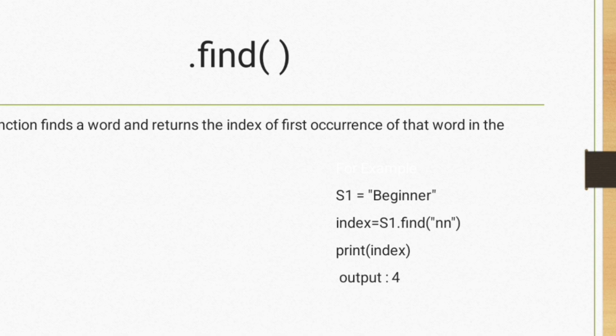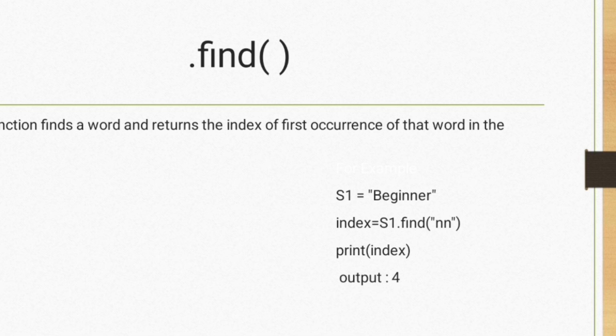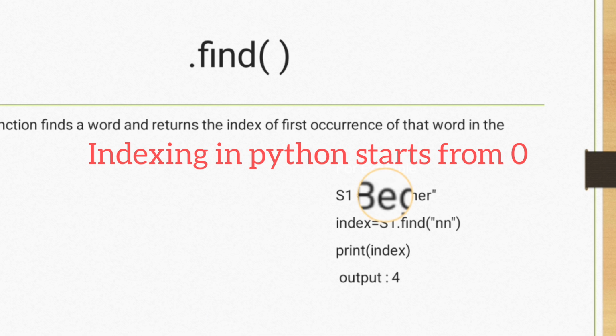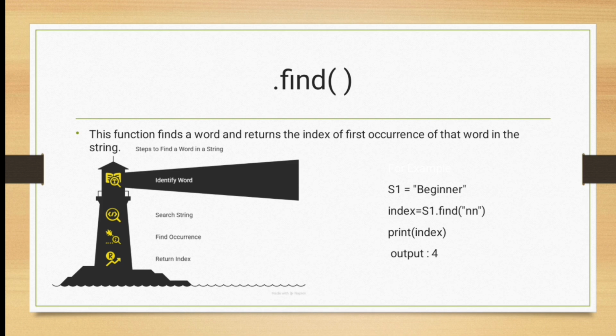Now see the string beginner. I hope you guys saw my last video in which I explained indexing in strings. So for the beginner string, the indexing will look like this. B has 0, E has 1, G has 2, I has 3, and N has index 4. Now find will give us output 4, because it returns the index of the first occurrence of the word which we have given inside the parentheses along with the find function. I hope you guys understand the find function. This is the visual representation of the find function.